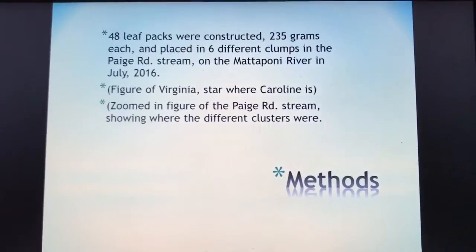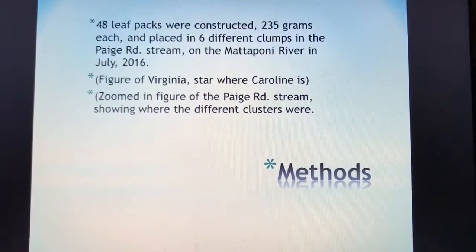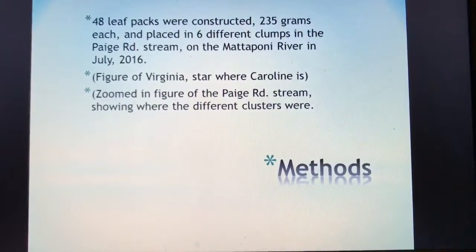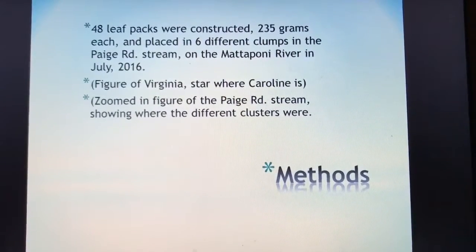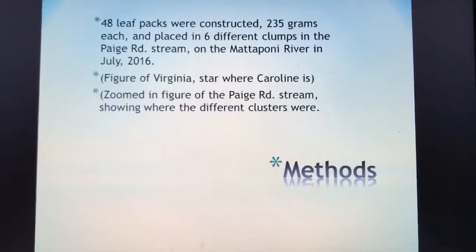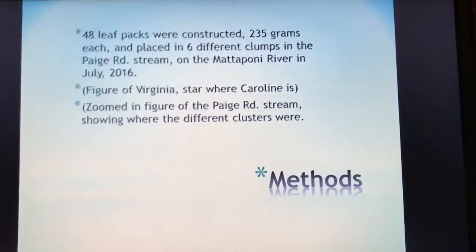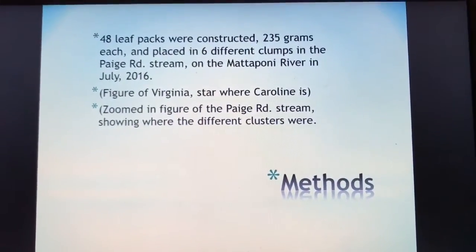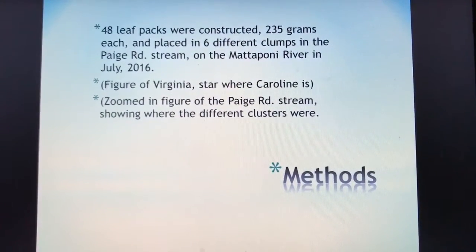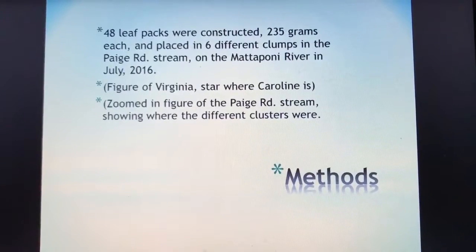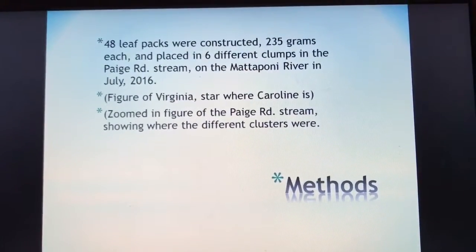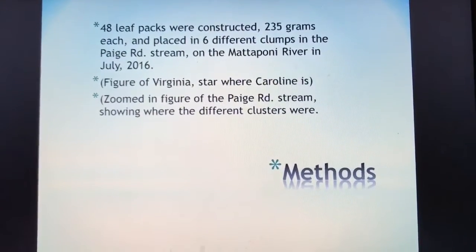So I began by creating 48 leaf packs out of a mesh fabric, and 235 grams of leaves were put in each and weighed to make sure that they were 235 grams. And then there were rocks placed at the bottom so that they could be weighed down. They were placed in the Page Road stream part of the Mattaponi River in July in 6 different clumps.